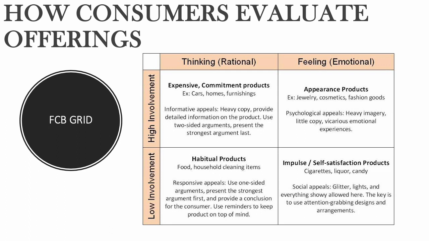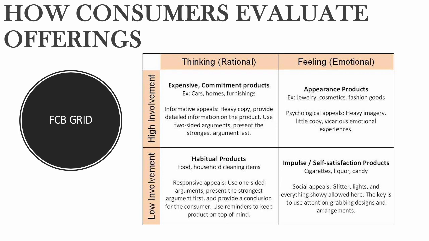So I want to talk about the FCB grid. The FCB grid can tell us how consumers evaluate product offerings and the type of appeals to use to help consumers make the right decision, i.e. the decision you'd like them to make. According to the FCB grid, we can break market offerings into four groups: high involvement and low involvement as one category, and thinking versus emotional mindsets.